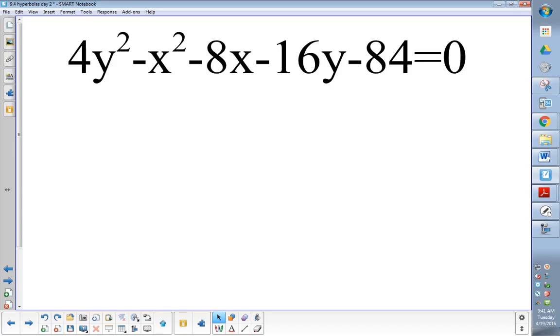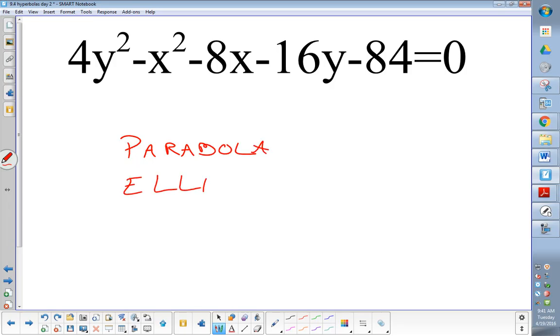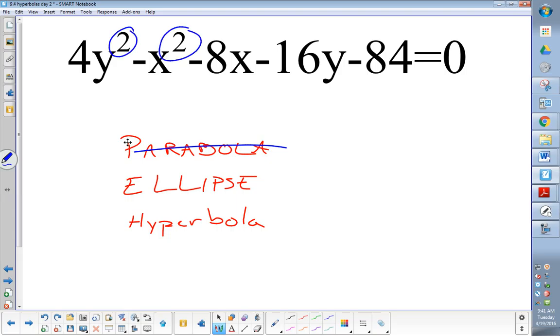Okay, so we've got three shapes. This thing could be a parabola, an ellipse, or a hyperbola. We need to make a decision. Which one of these three right off the bat can I eliminate? It is not a parabola. Okay? Greg, why do you know it's not a parabola? Both things are being squared, so it is not a parabola. That makes it either an ellipse or a hyperbola.